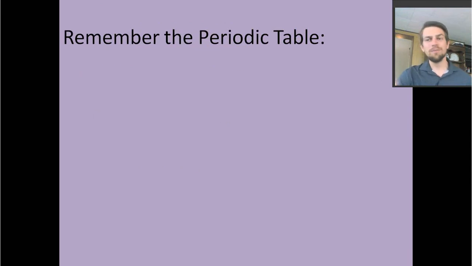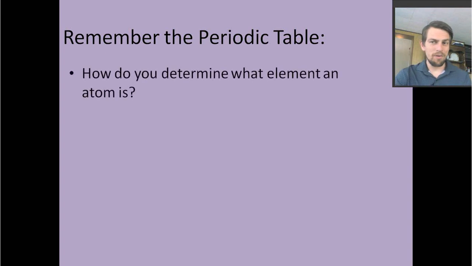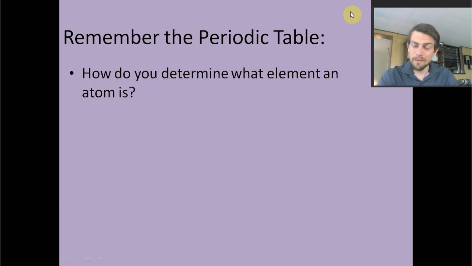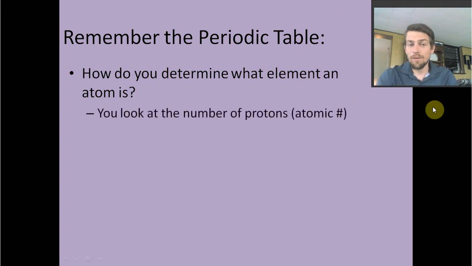Now, I want you to remember some things about the periodic table of the elements as well right now. First off, how do you know what element an atom is? So we have an atom. How do we know what kind of element it is? The thing that makes an atom a specific type of element is its atomic number, which is the number of protons that it has. So if you look at the periodic table, every element has a different number, and that is the number of protons that you can find in its nucleus. Like hydrogen has 1, helium has 2, carbon has 6, and so on. So the number of protons determines what kind of atom it is, what element it is.